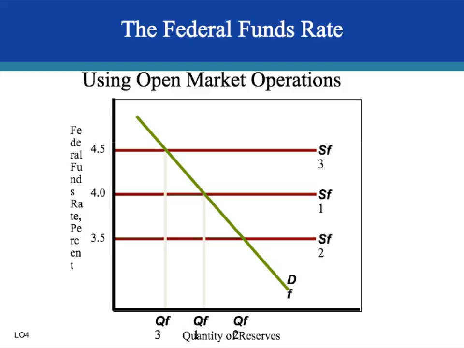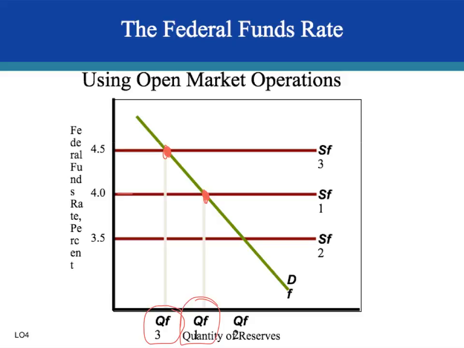But the reason it's horizontal is because the supply of federal funds is determined by the demand. So if demand for federal funds is QF3, then the Fed will supply at QF3. And if the demand for federal funds is QF1, then the Fed will supply here at QF1, and so on.